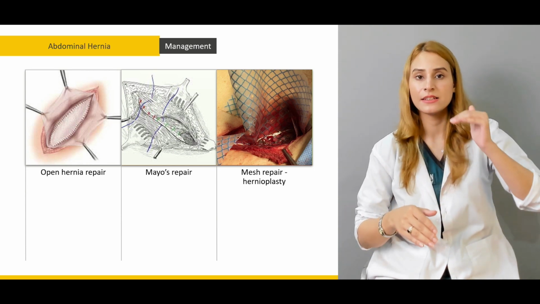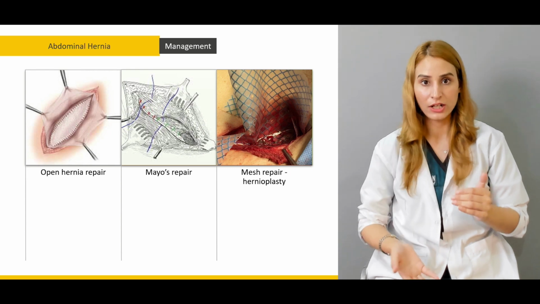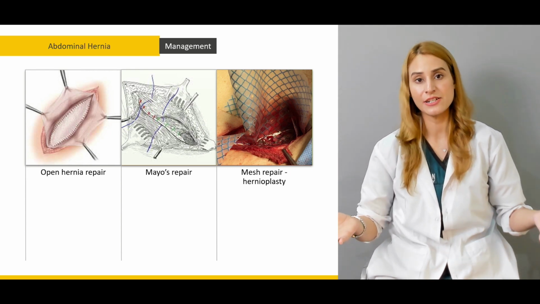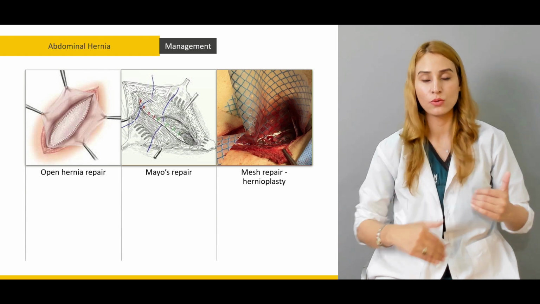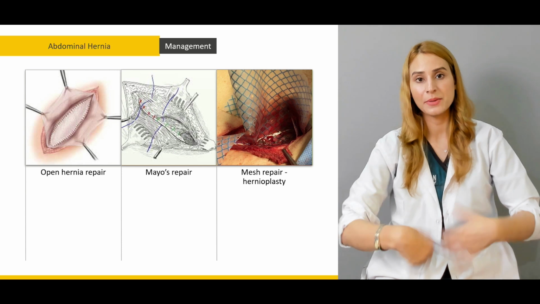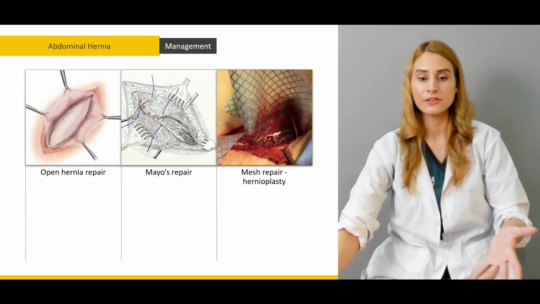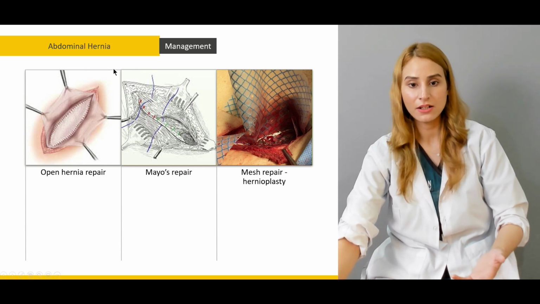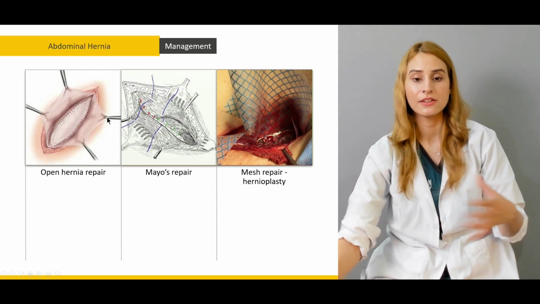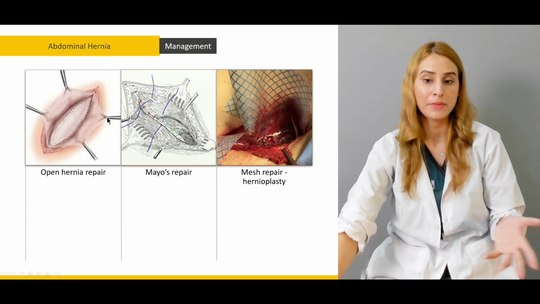One is the upper layer and one is a lower layer, and then what you do is create a flap from that anterior rectus sheath, right? Upper flap and the lower flap, and then the lower flap is traced back and incorporated, and obviously you can see here this flap is incorporated with that, and the whole of the layers is closed. This is called the Mayo's repair.